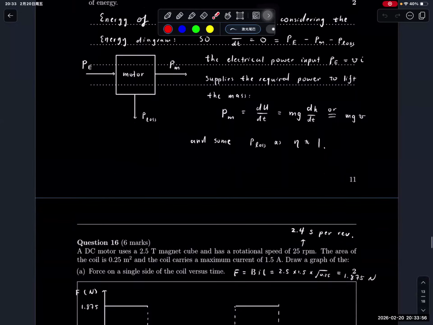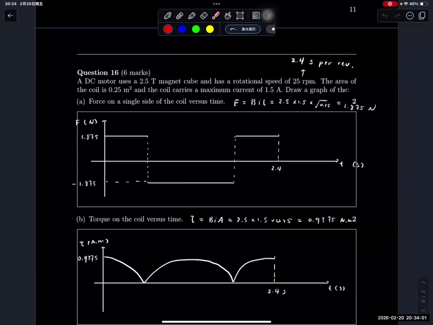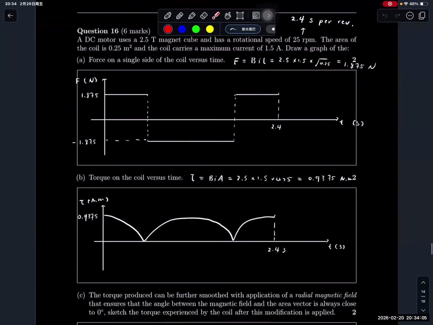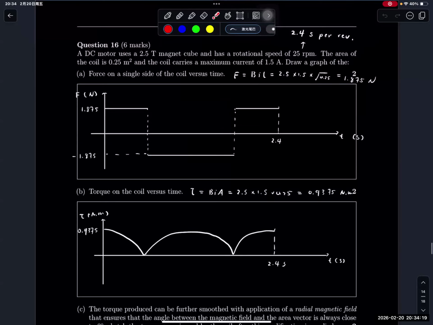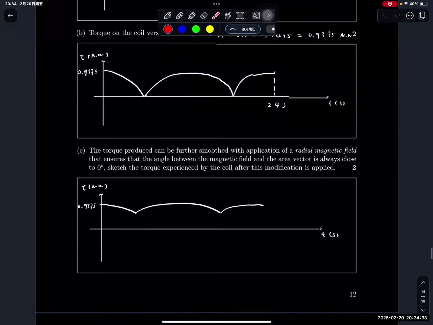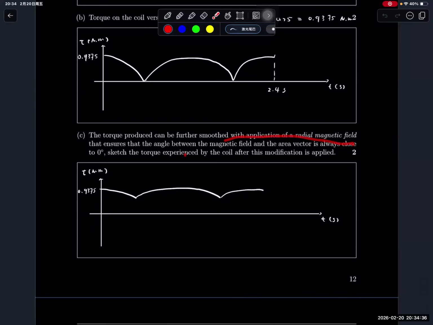Question 16 is to plot the graph. Once again, you're given a lot of numbers, so you're required to calculate the force, at least the maximum value, and then the force doesn't change, it only flips direction. And torque goes like this. It's an absolute value cosine function. Make sure to calculate the maximum value as well. Make sure to label as well. Make sure to label the x-axis as well, okay? It's given as 25 revolutions per minute. You can use that to calculate the period, which is 2.4 seconds per revolution. That's the period, right? So you should label these values. And if a radial magnetic field is applied, then the torque is more smoothed out. So do that.